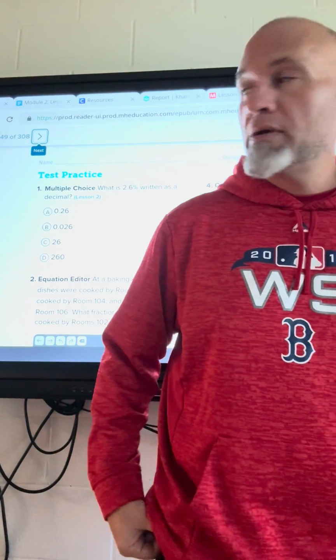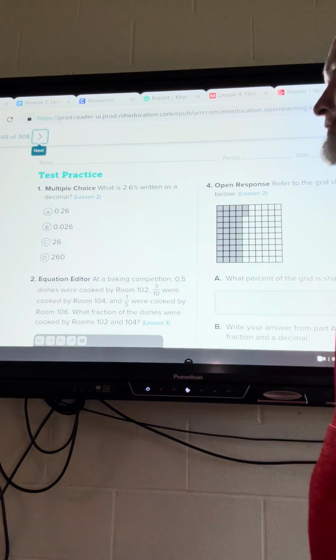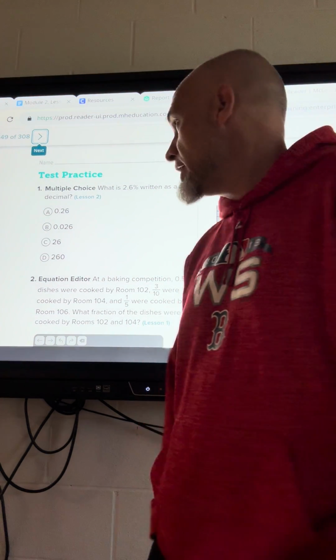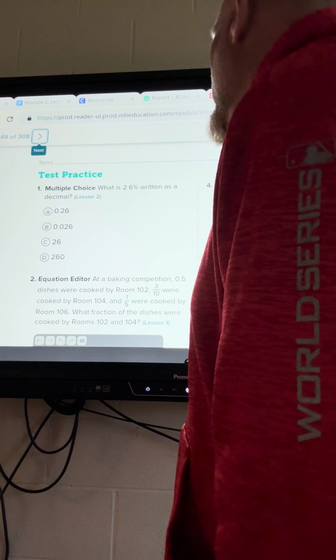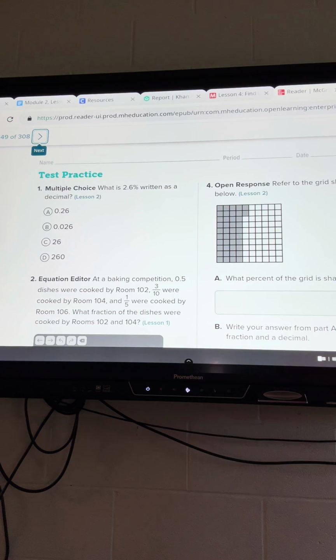Practice problems for Wednesday, October 22nd. We have number 1, and on this one they ask you to write 2.6 or 2 6/10% as a decimal.